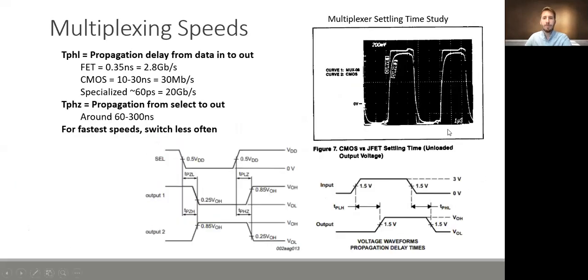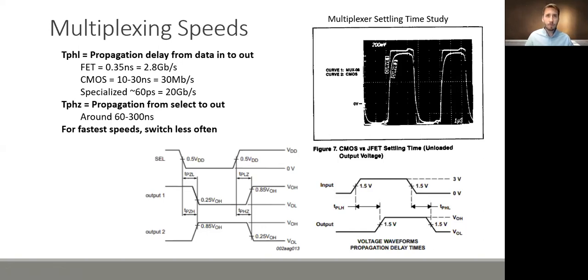On the next slide. Okay, so multiplexing speeds. What I found in general from some data sheets, and Dr. Rose talked about this, I got confused initially, but it's important to make a distinction between propagation delay between your data in and your data out, and then also your propagation delay from the select to your data out.